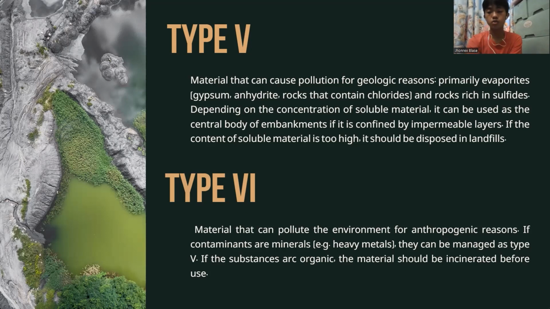They should be disposed of in a landfill to prevent environmental hazard or harm. Next, the last one is materials that can pollute the environment for anthropogenic reasons. If contaminants are minerals, they can be managed at type 5. If the contaminants are organic, the materials should be incinerated before use.